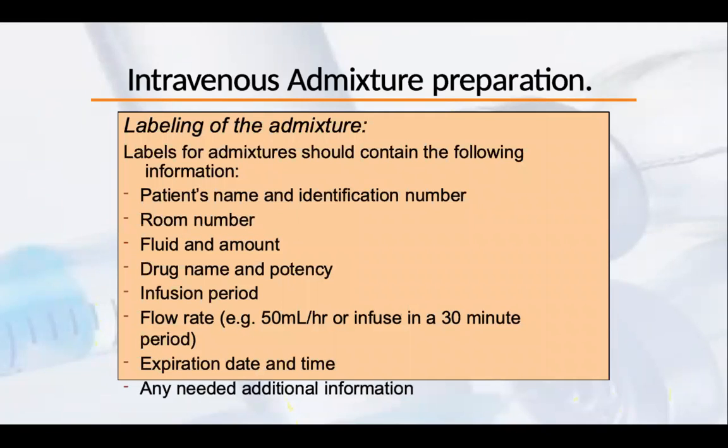Now after doing that, you must label the drip. The label for admixtures should contain the following information: the patient's name and identification number, room number wherever it is required, fluid and amount required, drug name and its potency, infusion period, flow rate, the rate at which it has to be applied to the patient, expiry date and time, and any other required information. It has to be written on that label. So I think we hold up to here.